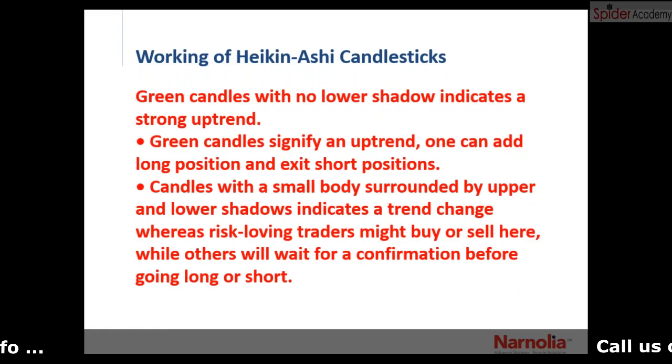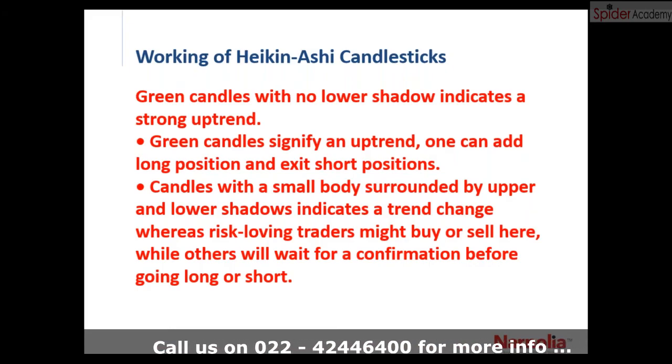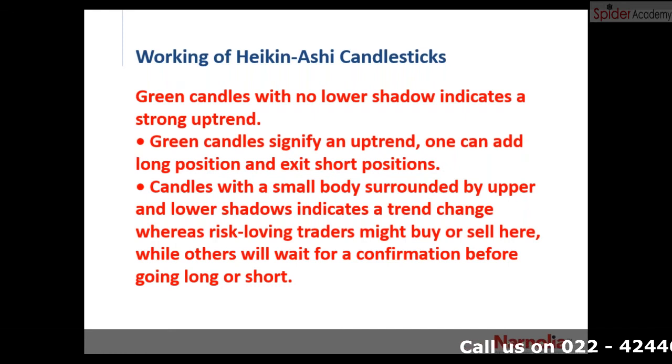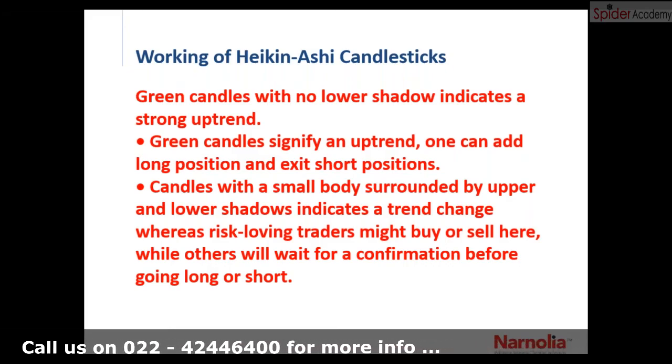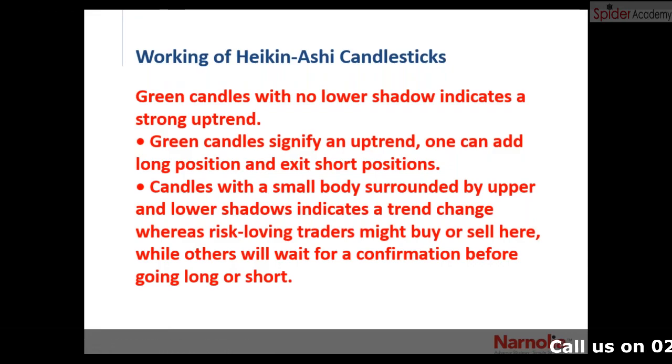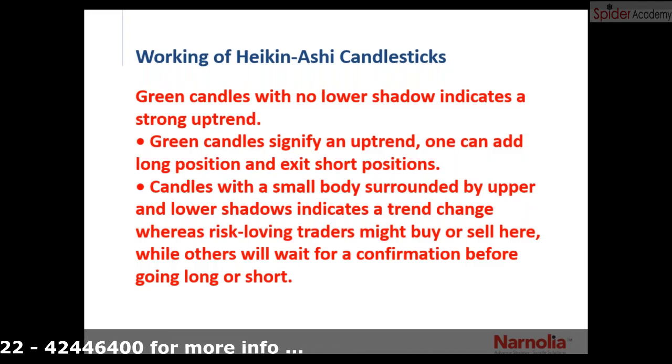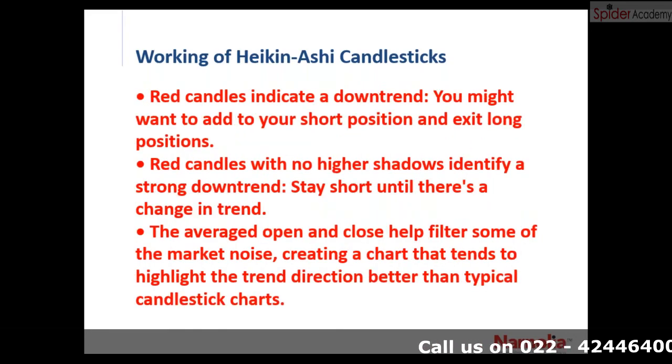How does this working happen? Green candles with no lower shadow indicate what? Strong uptrend. Why? We'll come to that. Green candle signifies an uptrend. One can add long positions as well as exit short positions. So the moment we see green, don't go for short. Candles with a small body, which is between HA close and HA open, surrounded by upper and lower shadows, indicate a trend change, whereas risk-loving traders might buy or sell here while others wait for confirmation before going long or short. So this is how one can see Heikin candles.